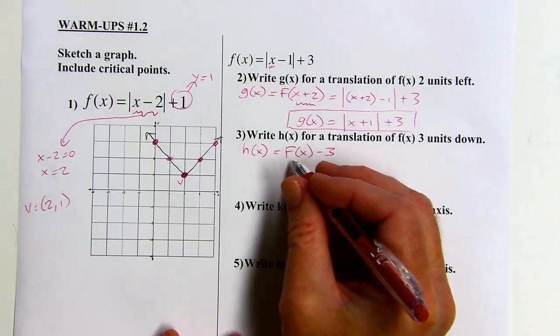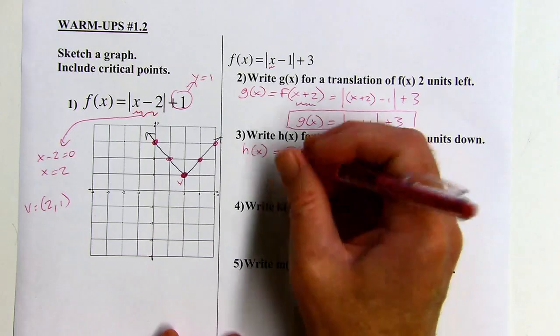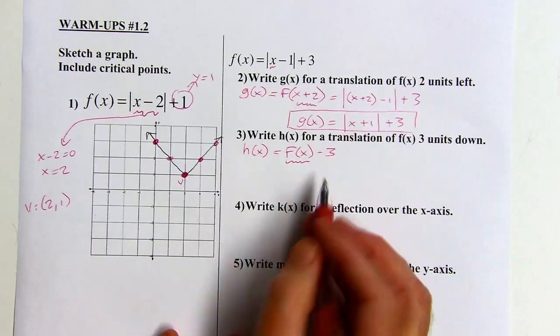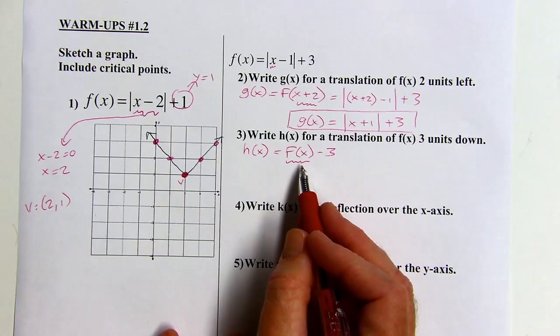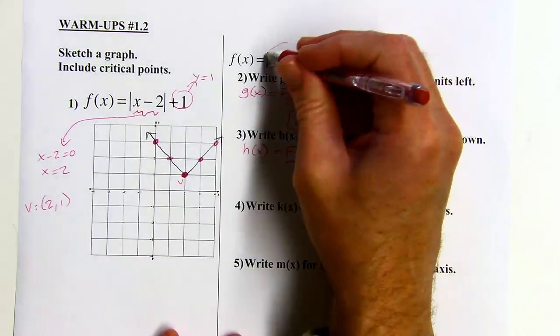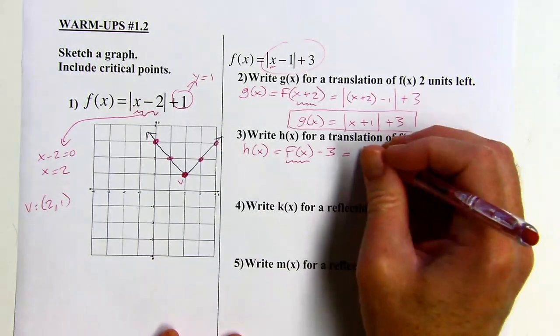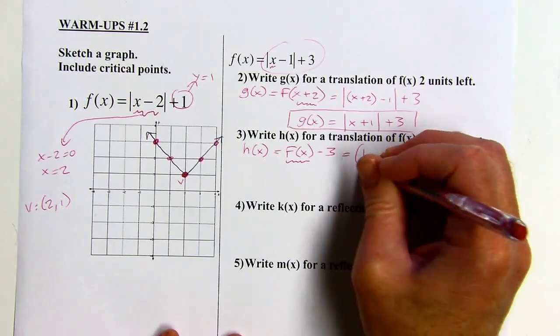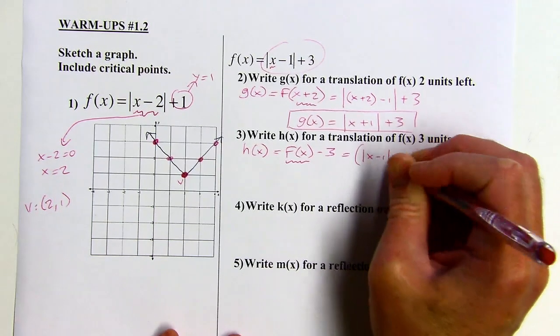So on this one, I'm not changing the input of function f. What I'm going to do is take all of f of x and substitute it in right there, okay? So f of x equals all of this. I always use parentheses when I substitute. It helps out a lot.